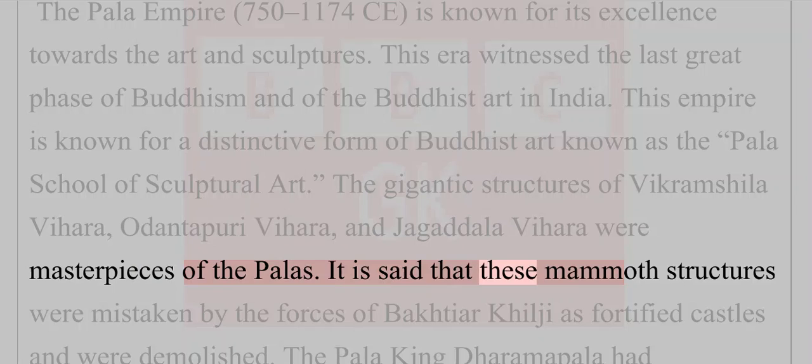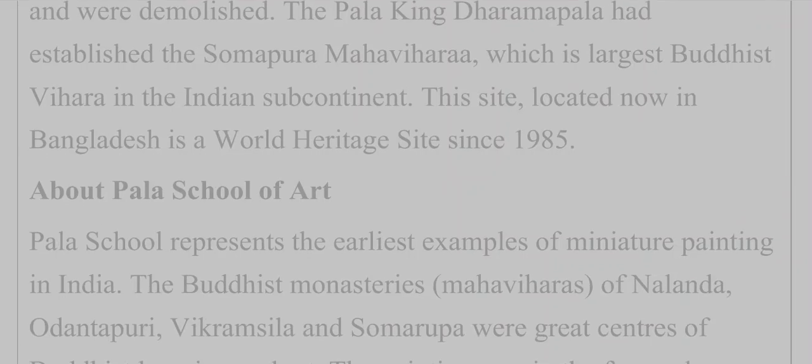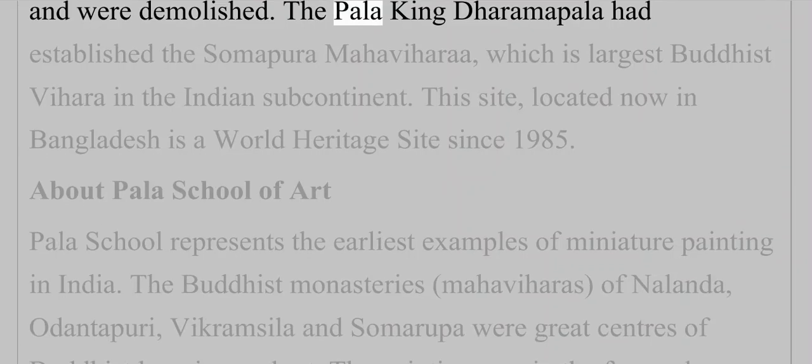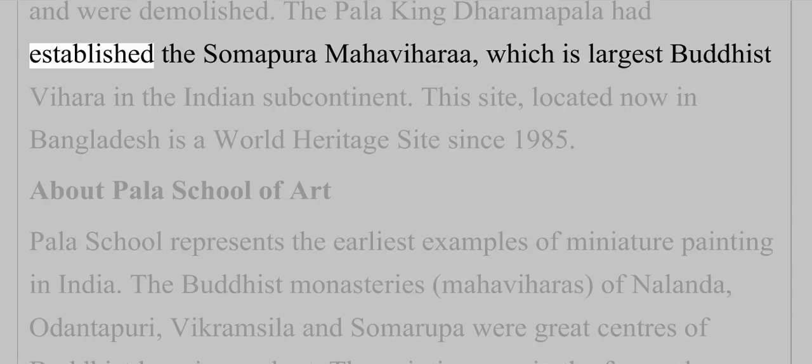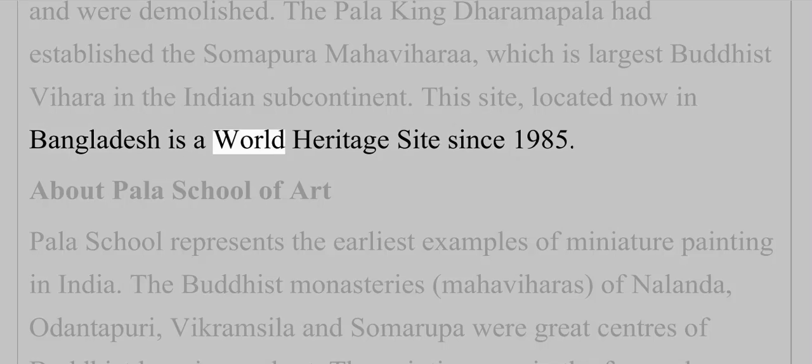It is said that these mammoth structures were mistaken by the forces of Bakhtiyar Khilji as fortified castles and were demolished. The Pala king Dharmapala had established the Somapura Mahavihara, which is the largest Buddhist vihara in the Indian subcontinent. This site, located now in Bangladesh, has been a World Heritage Site since 1985.